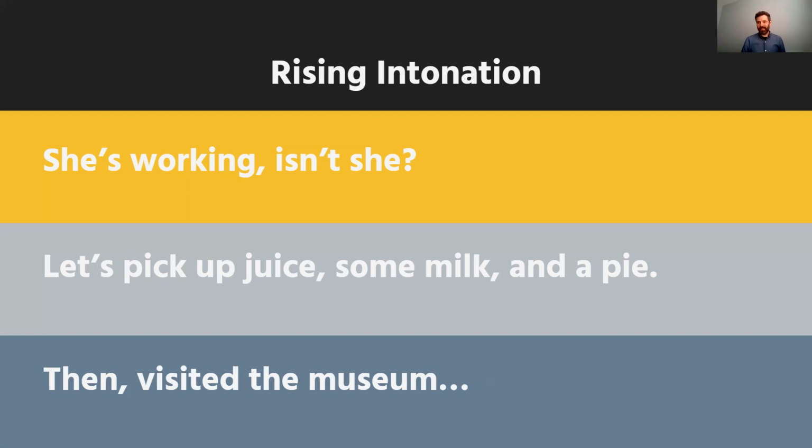Next, we have a list. So let's pick up some juice, some milk, and a pie. So some juice, some milk, and a pie, and then dropping. So here we see the rising intonation pattern functioning to show that we're not finished with the list.